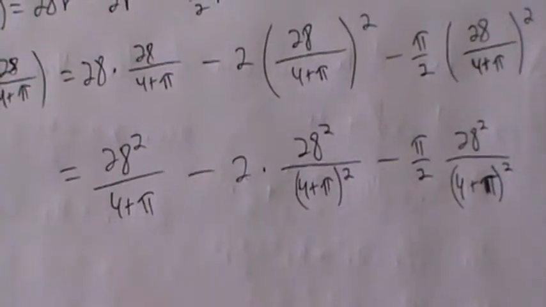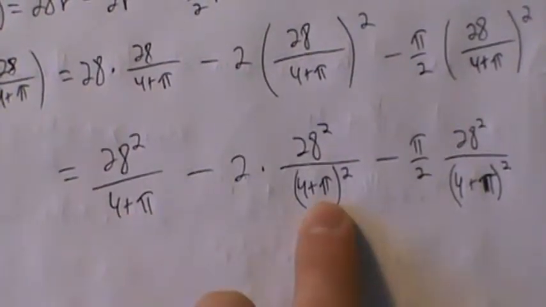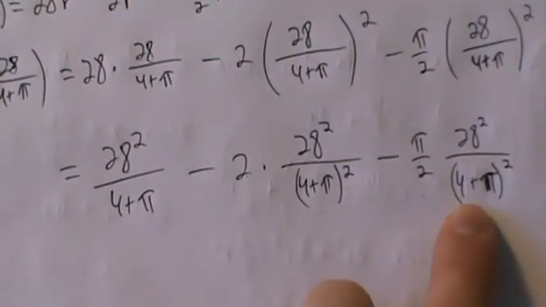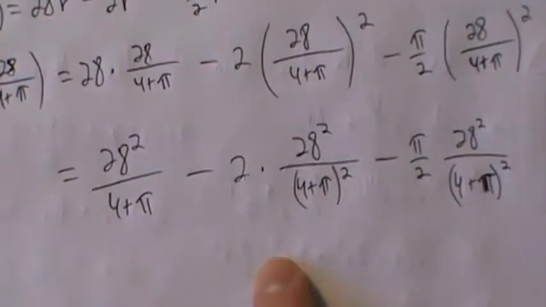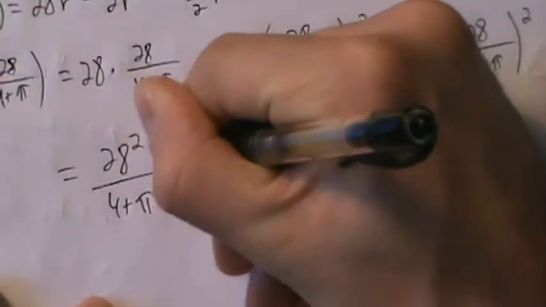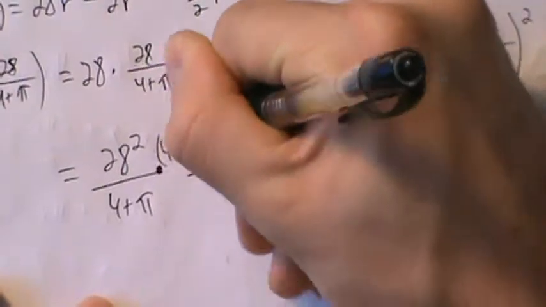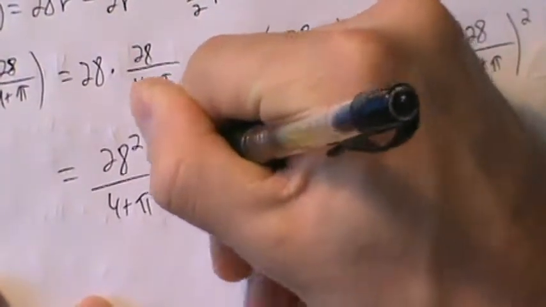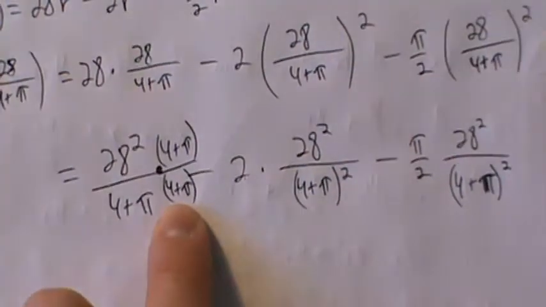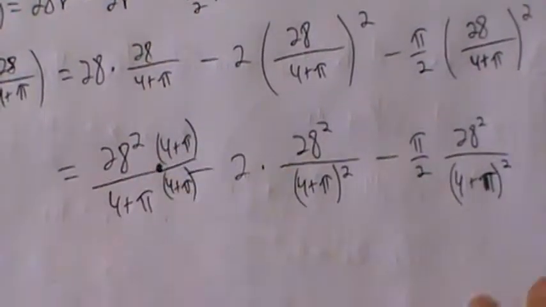So we have a common factor 28 squared we can pull out. But what about on the bottom? 4 plus pi squared, 4 plus pi squared. So we almost have 4 plus pi squared everywhere. So let's do this. Let's multiply this guy by 4 plus pi on the top and the bottom. Okay, so we want to put another 4 plus pi on the bottom, but to make that okay, we have to put it on the top also.